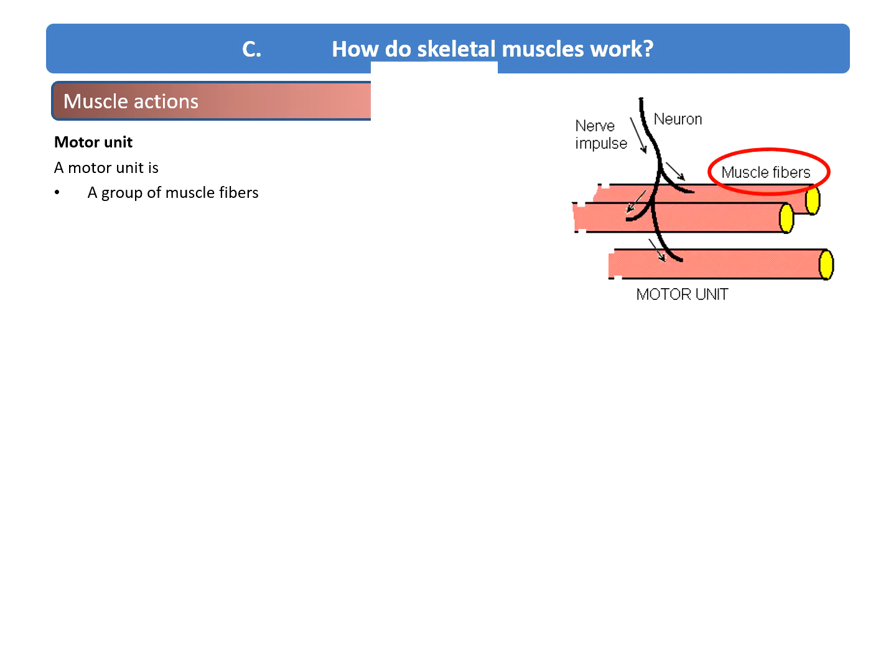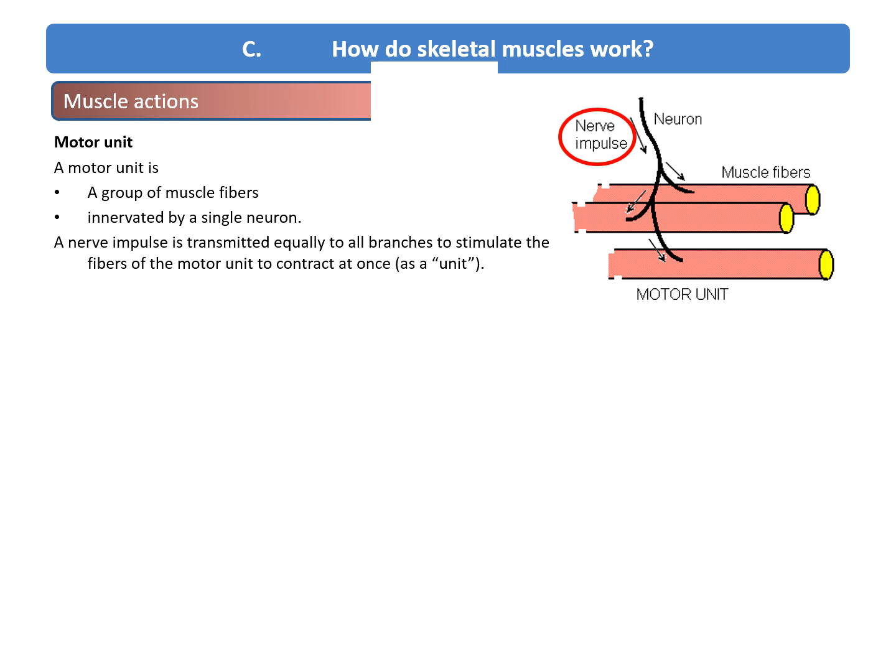A motor unit is a group of muscle fibers innervated by a single neuron. The nerve impulse is transmitted along the neuron and transmitted equally to all branches of that neuron. So the motor unit will contract all at once. If it doesn't receive nerve impulses, it won't contract at all. There's no such thing as a half contraction of a motor unit. We call this the all or none contraction.